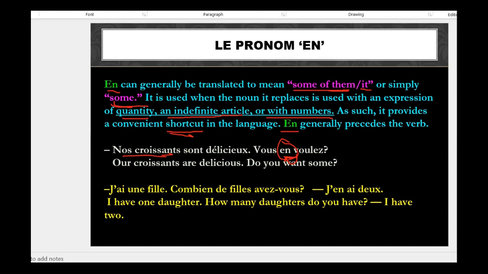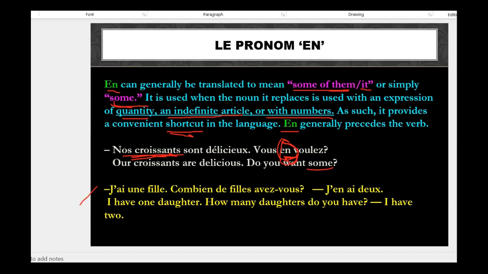So, vous en voulez. We are not again saying vous voulez des croissants. Nos croissants sont délicieux. Vous voulez des croissants? Instead of doing the repetition, we are saying vous en voulez. Here we do not have any singular or plural. En is only en. If the noun is in singular form or the plural form, that doesn't matter. So our croissants are delicious. Do you want some? Okay.